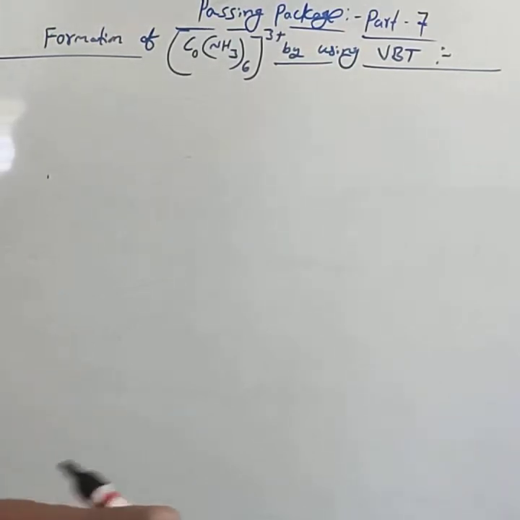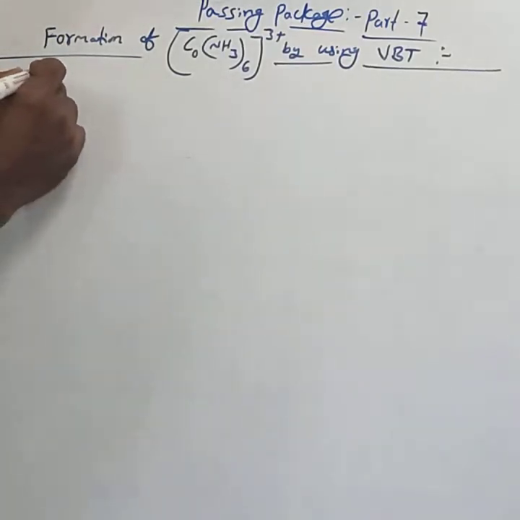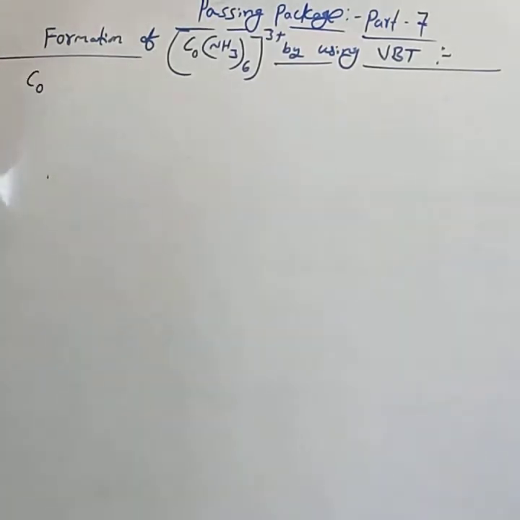First question is the formation of [Co(NH3)6]3+ by using valence bond theory, VBT. In the exam they can ask: by using valence bond theory explain the formation of [Co(NH3)6]3+ and explain the magnetic property of the complex. For this, first you consider the central metal atom. Central metal atom is cobalt.